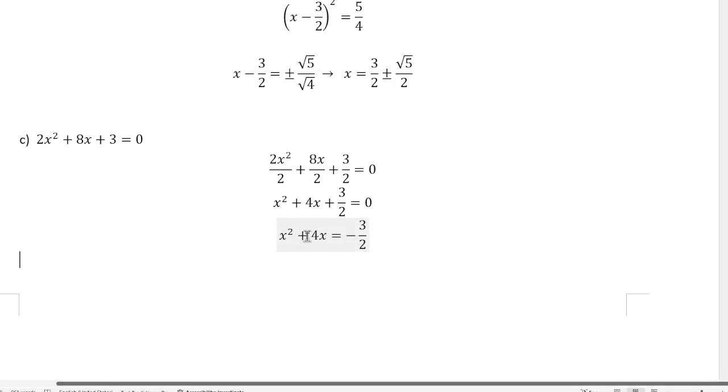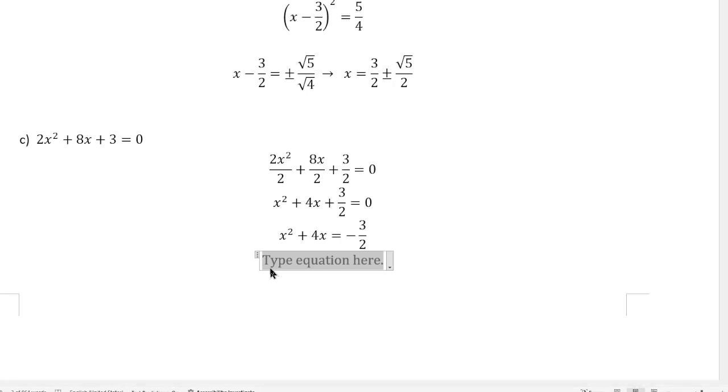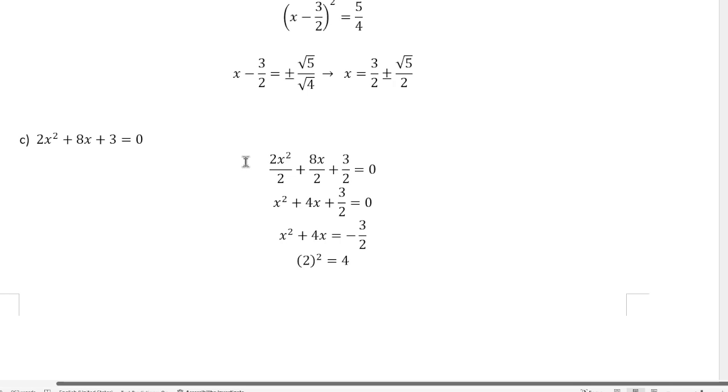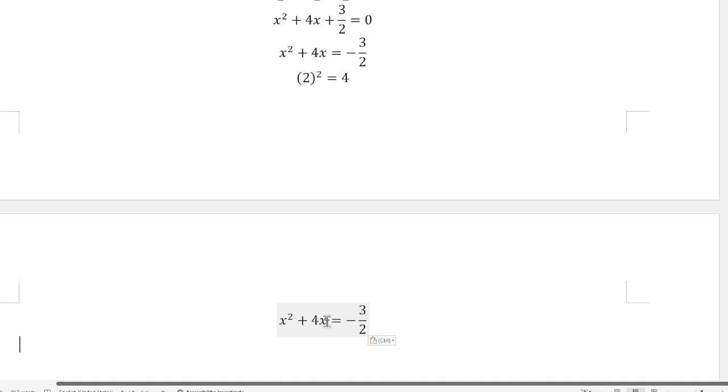And then half of 4, what's that? To complete the square, you have to take half of the coefficient of x, right? So half of 4 is 2. You take the square of 2, and that's 4, and that's why you end up adding to both sides. Okay, so we add 4 to both sides.